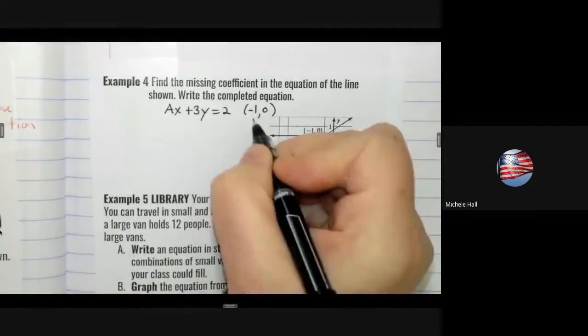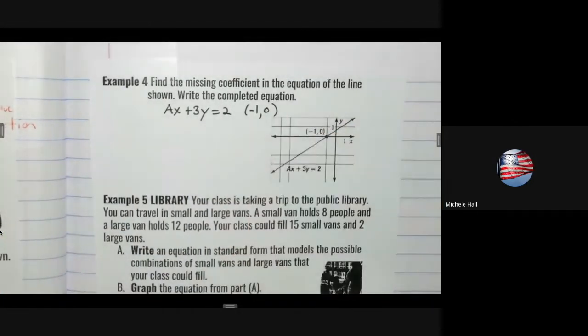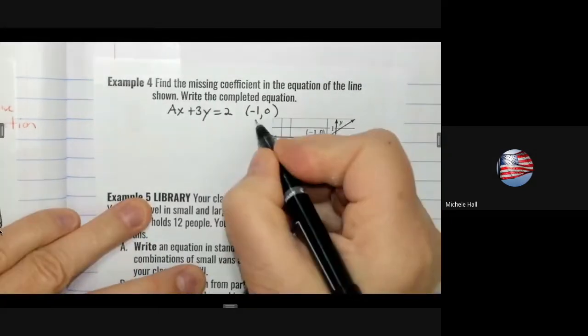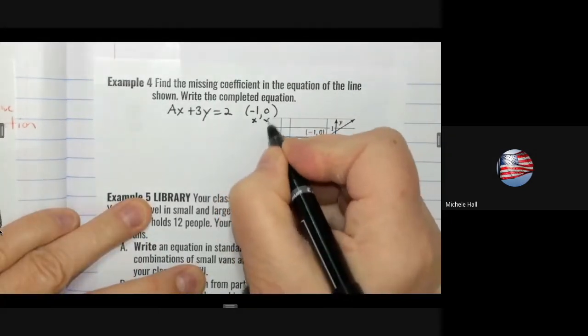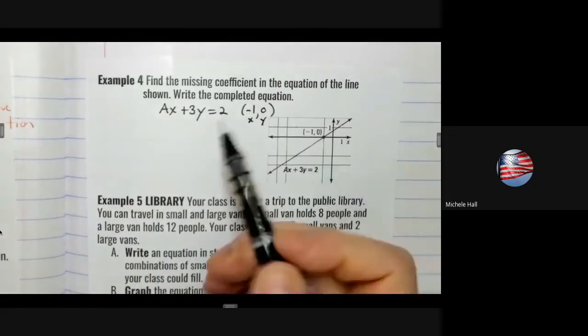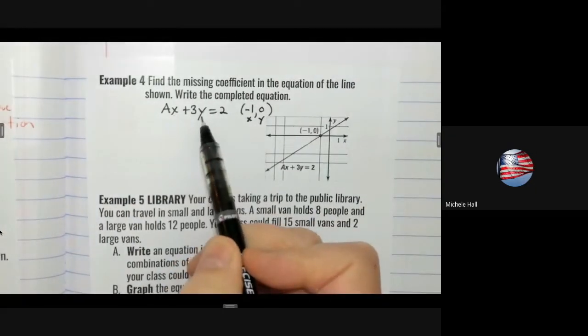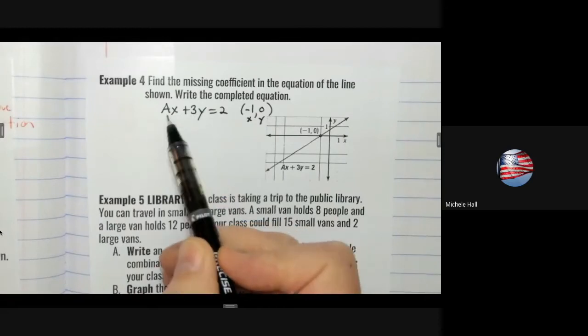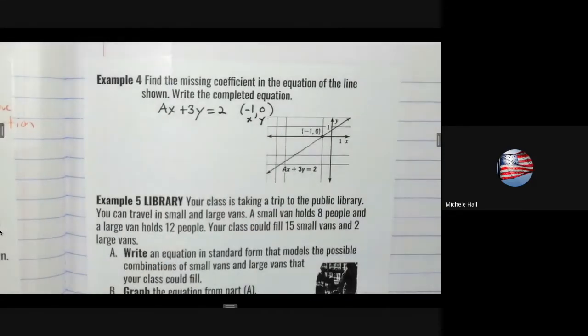What does -1 stand for? What does 0 stand for? That would be x and y. Oh, I know what x and y are. Here's an x, here's a y. If I substitute that in, that would leave 1 variable to solve for.